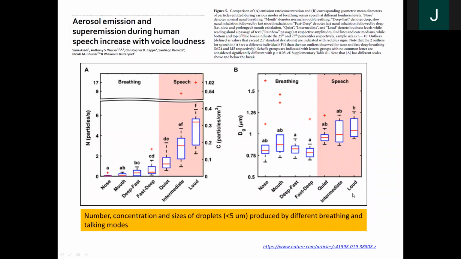And this is one of the studies that shows that if you talk, you produce aerosolized droplets. If you talk louder, you produce more droplets. So if you shout and sing at high volume, you produce lots of droplets. That's why singing in choirs and shouting and making loud noises is discouraged in most infection control guidance now for COVID-19. Next slide, please.